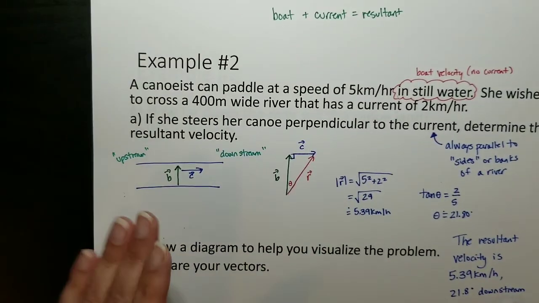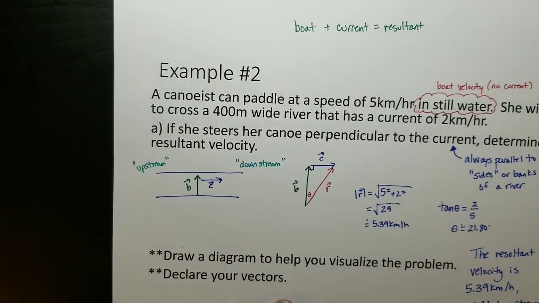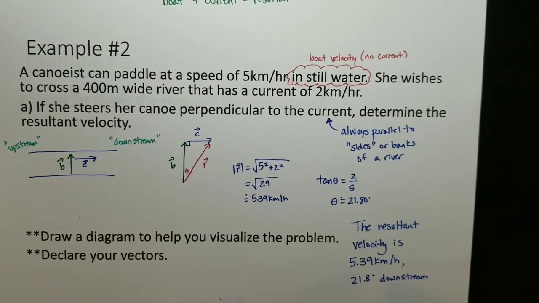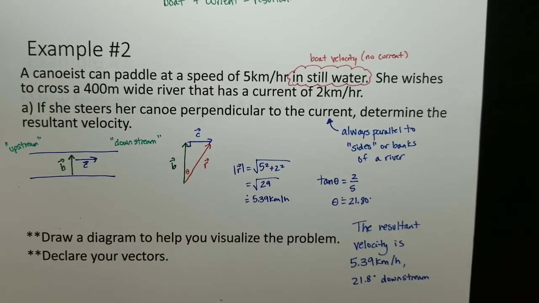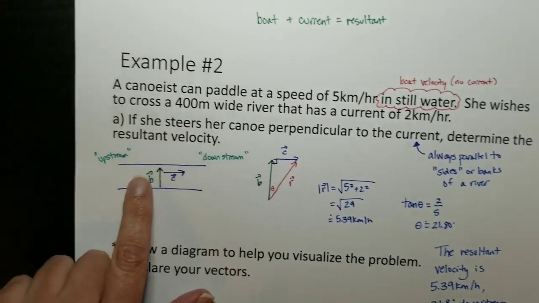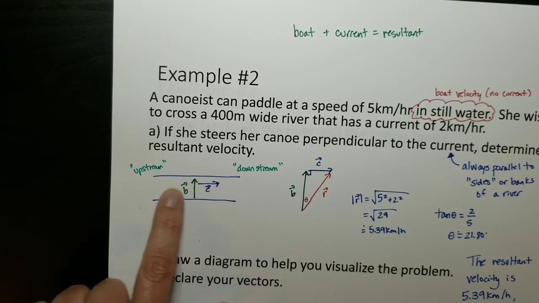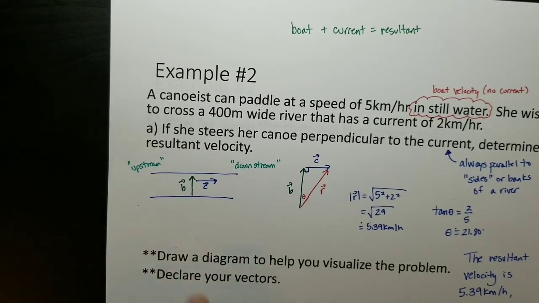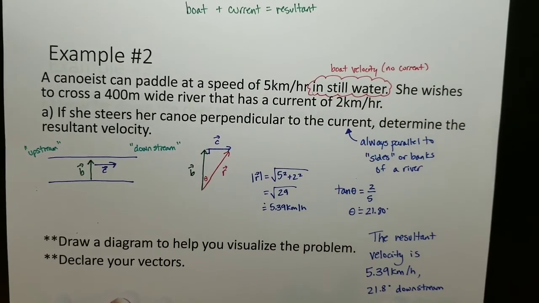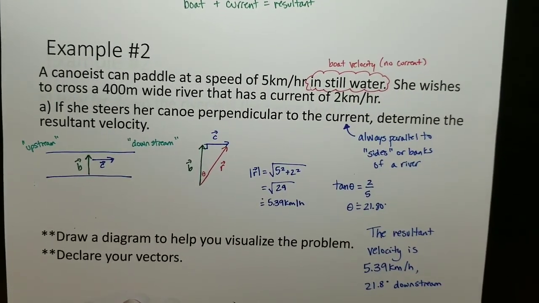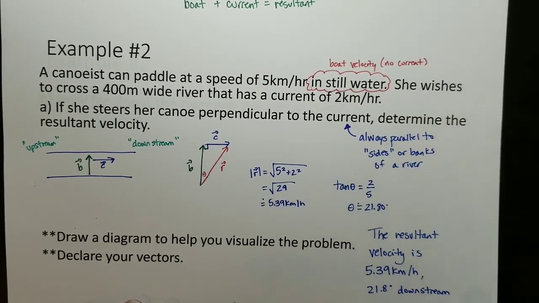So we can assume, from a perpendicular, it's angled 21.8 degrees towards the downstream direction. We don't actually know what direction this river is going. It could be going the other way, in which case that would be downstream. So upstream and downstream can be helpful in describing directions with currents.